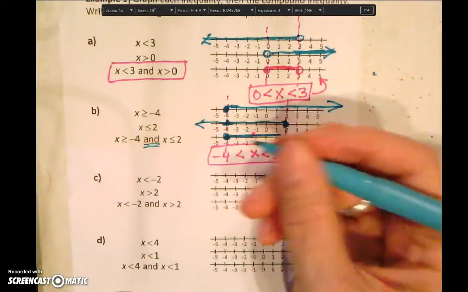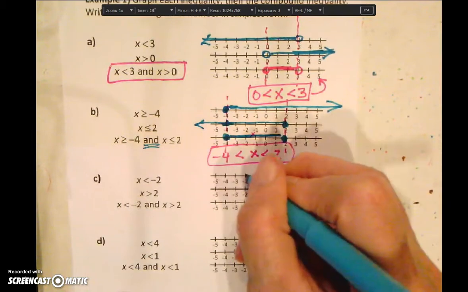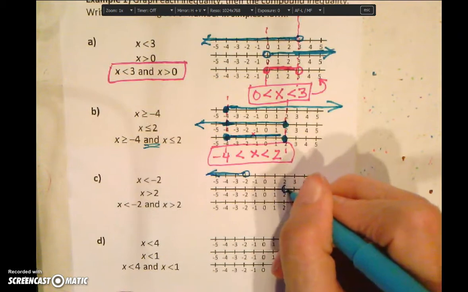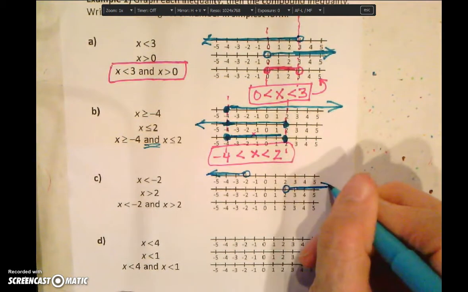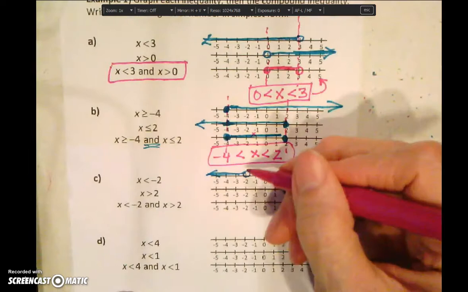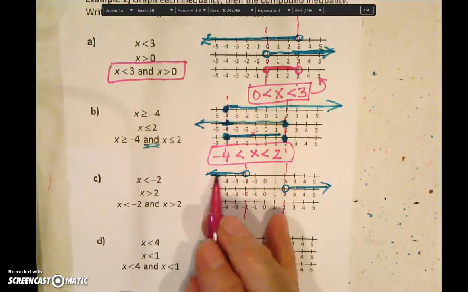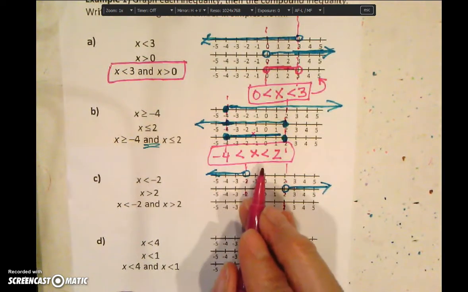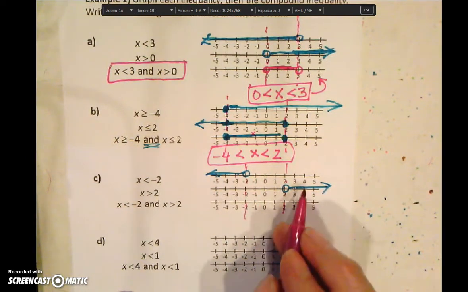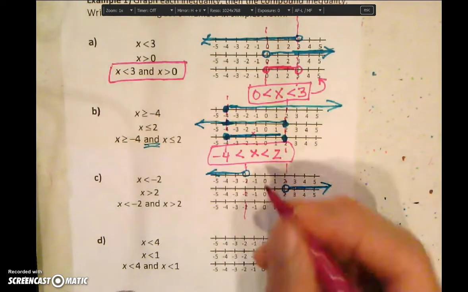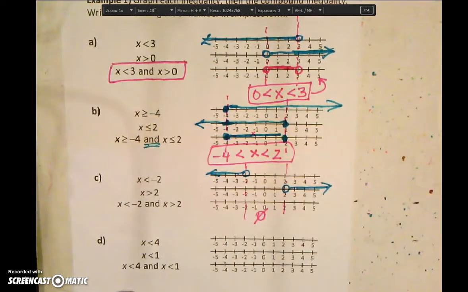I have x is less than -2, so here's -2, open dot, less than, x is greater than 2, open dot, and again you can see the sections here. The left section is only in one, the middle section has neither one of them, and the right section is only in one. So remember, with an and, it's got to be in both of the 2 inequalities. So this has nothing, and my solution is no solution. There is no number that makes both of those inequalities happy.